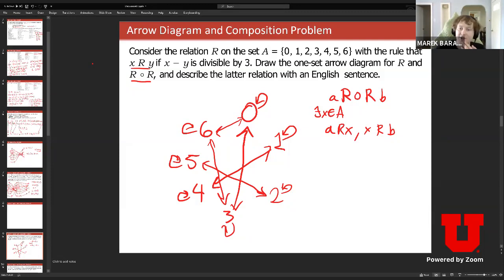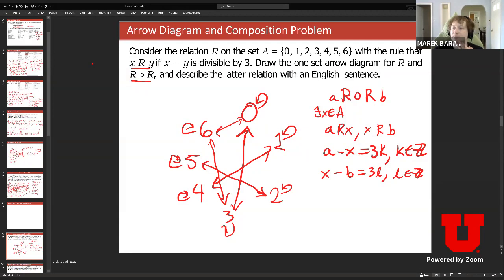So I'll give you a hint. The definition of the relation is that there exists some integer k such that we can write this, and x minus b equals 3l for some integer l. So what I'm trying to get to is I'm trying to show that this means that A relates to B. So basically, I'm trying to show that R of R is a subset of the R relation.